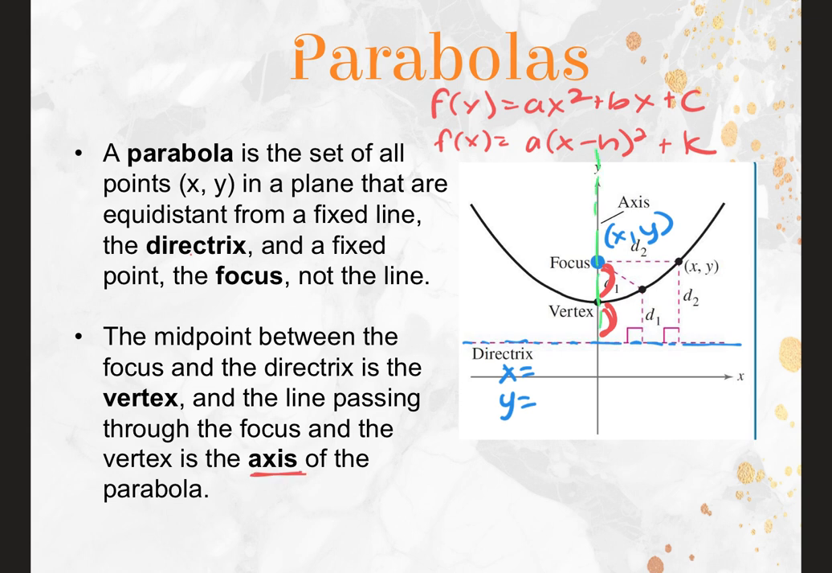The axis runs through the vertex. It would be perpendicular to the directrix. So if in this case my directrix is a y equals equation, then my axis of symmetry is an x equals, and it is x equals h. If it's vertical, it will run through the x coordinate of your vertex. And if it turns on its side, it is y equals k. So it's always, depending on which direction your parabola is facing, it will change from x equals to y equals.